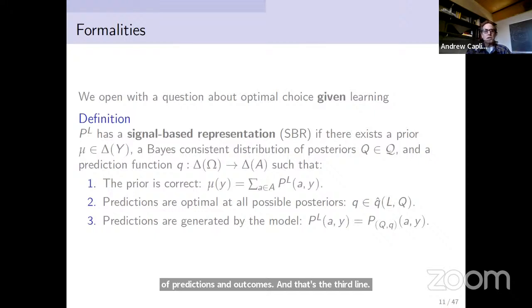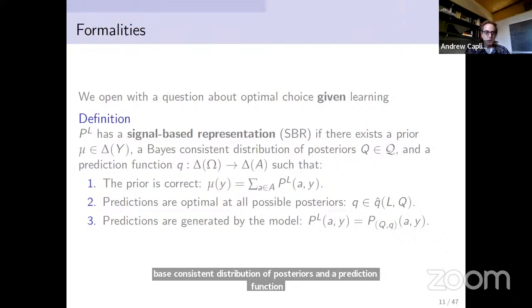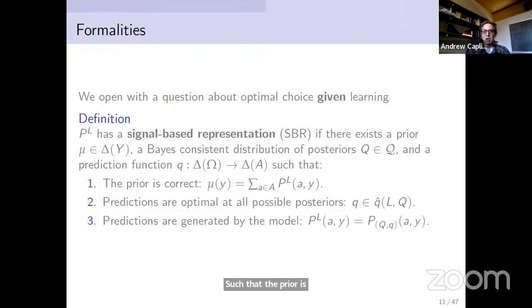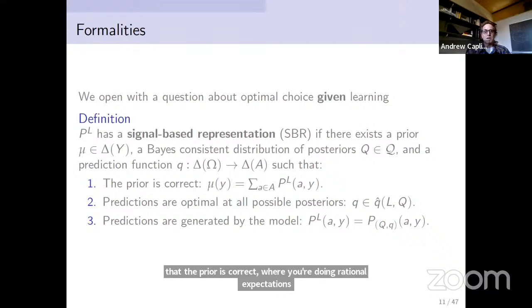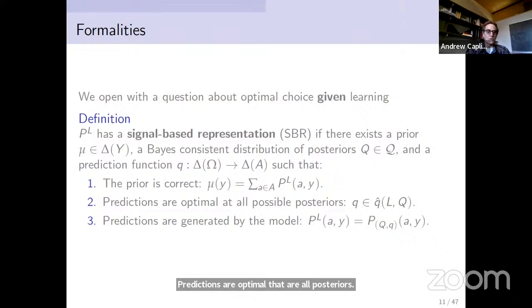We'll open with a question about, is there optimal choice given learning? And what we're going to say then is that P super L will have a signal-based representation if we can find a prior, a Bayes consistent distribution of posteriors, and a prediction function such that the prior is correct, you're doing rational expectations, predictions are optimal at all posteriors, and predictions are generated by the model. So that's all just uses the symbols we just came from.